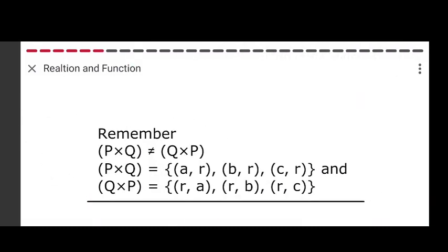Remember, P × Q does not equal Q × P. P × Q = {(a, r), (b, r), (c, r)} and Q × P = {(r, a), (r, b), (r, c)}.